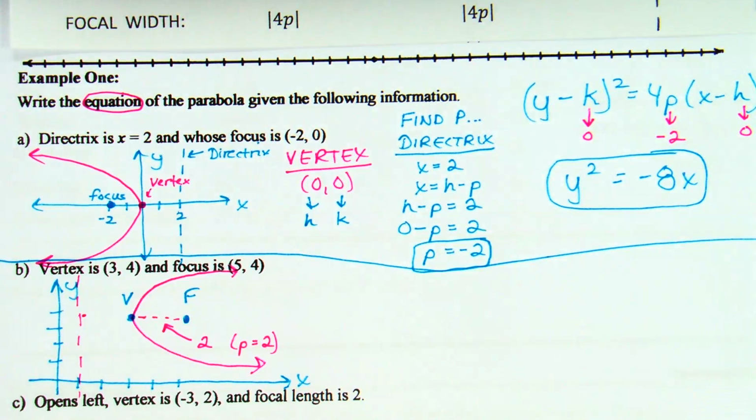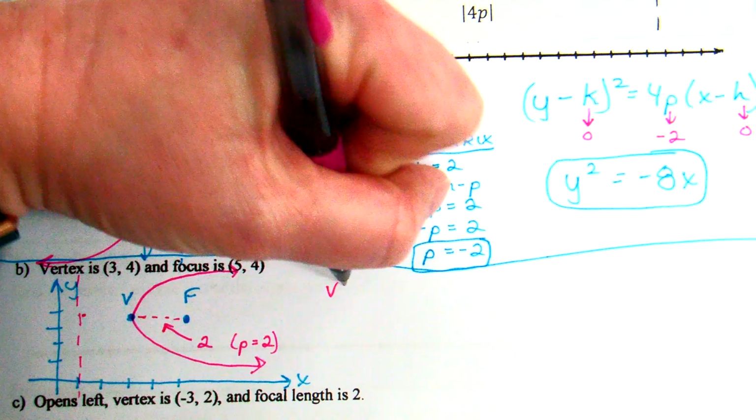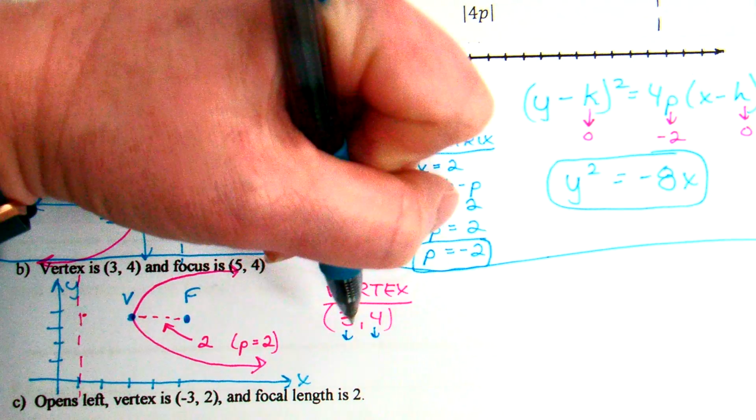What would you guys say here? Positive 2, because this parabola opens to the right. If it opened to the left, there's nothing telling me negative other than I have to realize, oh, it opens left, I have to put the negative on there. Okay? Now, we know P is 2. We also know the vertex. The vertex was (3, 4). What does that tell me? 3 and 4 are my H and K.